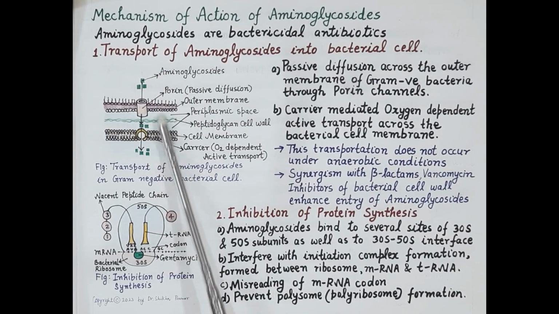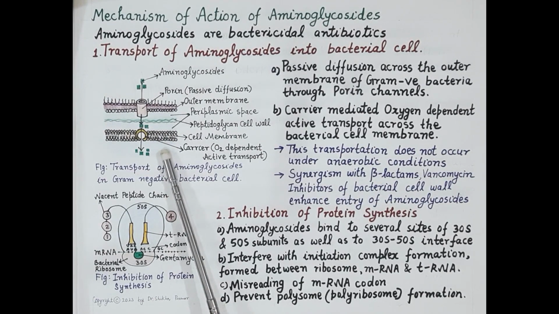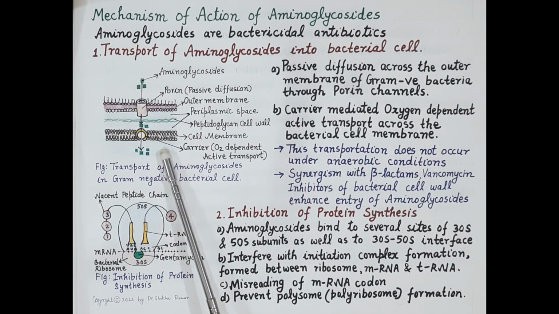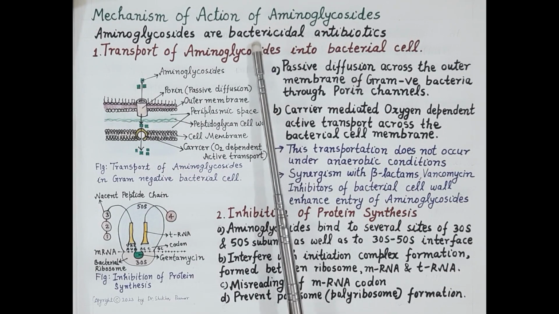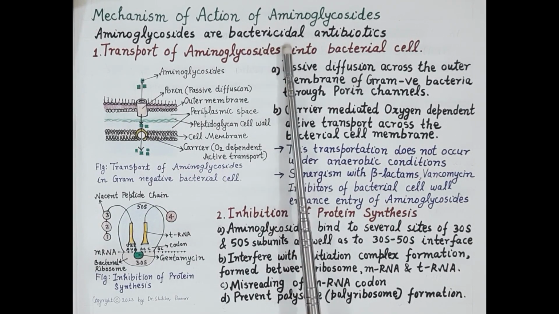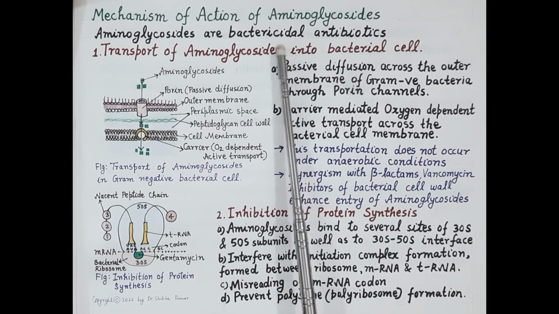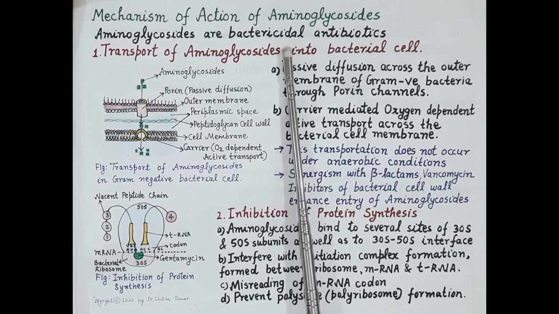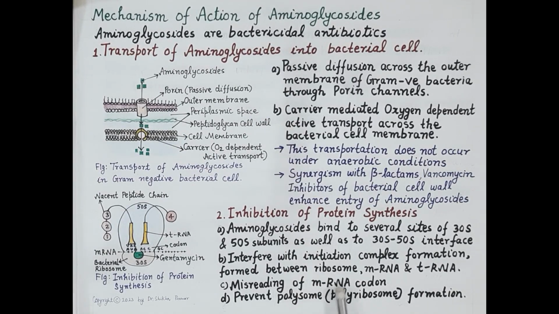So, there is leakage of proteins, ions, and amino acids, and thus the cell is killed. And this is how aminoglycosides exhibit bactericidal action and they kill the bacteria. So this is the mechanism of action of aminoglycosides.